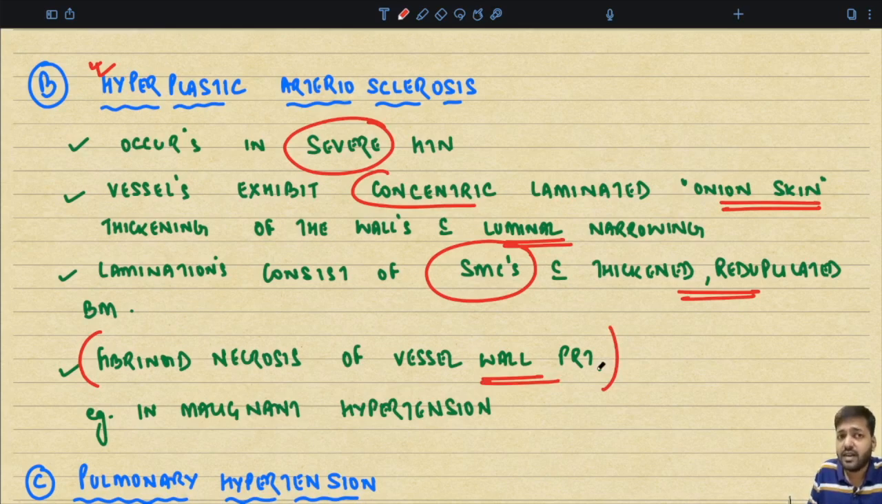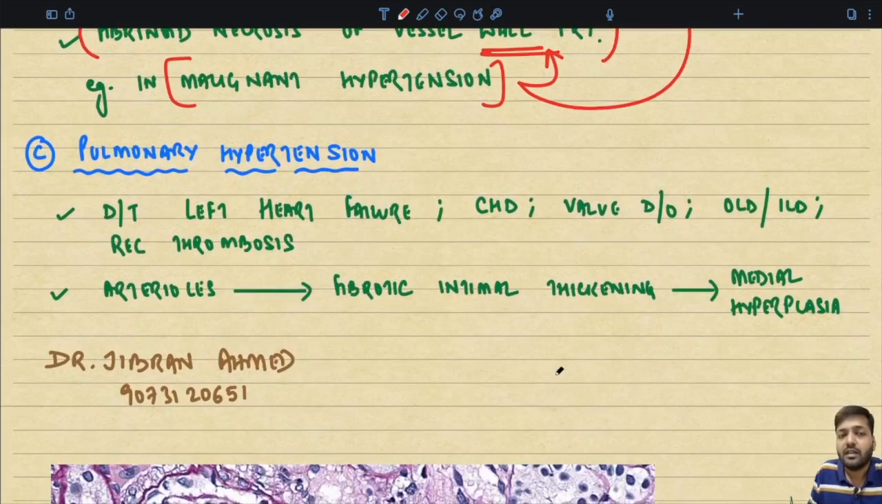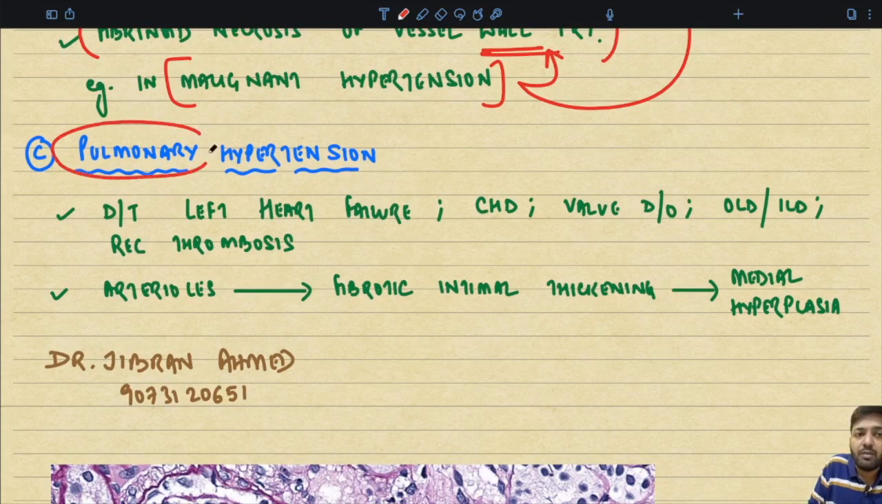The classical condition wherein you see this hyperplastic variety of arteriosclerosis is malignant hypertension, wherein microscopically you are going to see the onion skin thickening of the vessel wall, and you are also going to appreciate fibrinoid necrosis of the vessel wall, okay? The third important vascular change that you will see is going to lead to pulmonary hypertension.